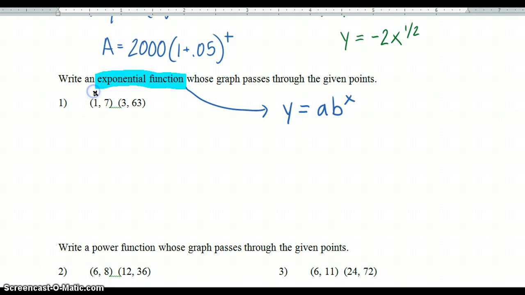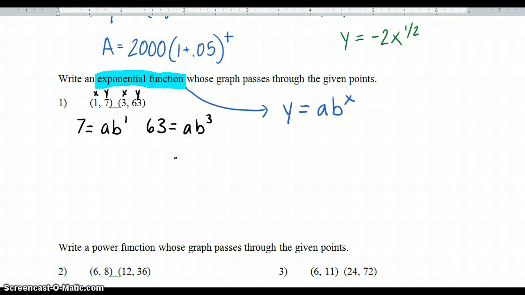So, in case you can't recognize that, here are 2 points. We have an x and y, and an x and y. So we can just substitute those into our general equation to get 2 different equations. For the first one, we would have 7 equals a times b to the first power. That's with this first point right here. And then our second equation would be 63 equals a times b to the third power. Again, we're just plugging in our x and y values into this exponential function. And now you can see we have 2 separate equations, which means we have a system.